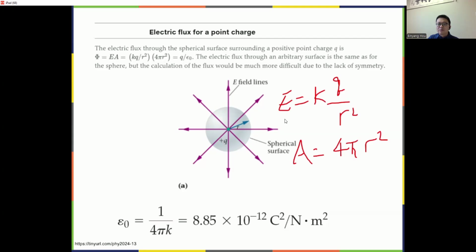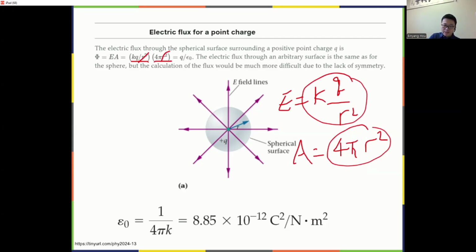E times A. E times A in this case will be this guy multiplied by this one, which is KQ over R squared times 4 pi R squared up there. So then the R squared and R squared will cancel, and you'll end up with just Q over epsilon naught.